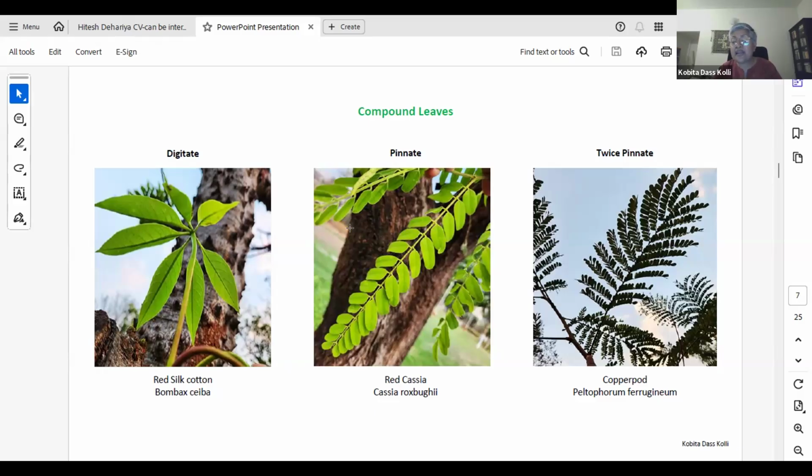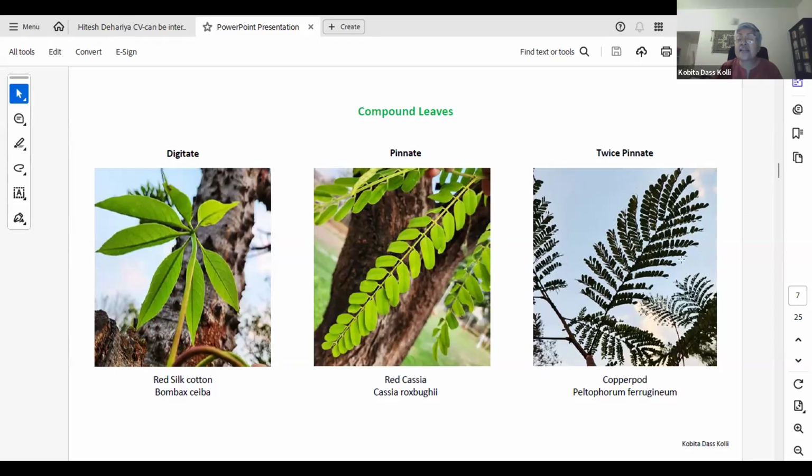Then you get a double pinnate leaf, as you see in the last picture, where you have one stalk, then again it is branched, and those slimmer twigs have the little leaflets. So that is twice branched, twice feathered, or twice pinnate.